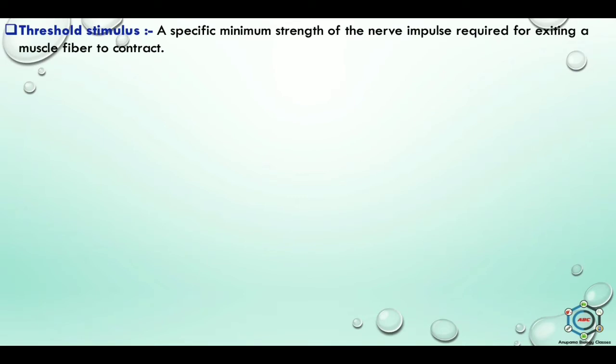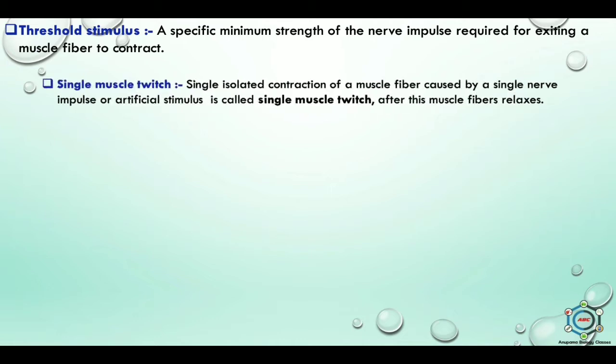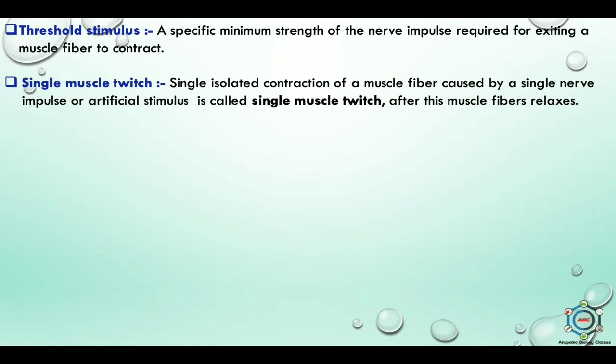Now, the threshold stimulus. A specific minimum strength of nerve impulse required for exciting a muscle fiber to contract is known as the threshold stimulus, and it varies from fiber to fiber in the same muscle. After that, single muscle twitch. A striated muscle responds to a single stimulus like a single electric shock by a single quick contraction. This single isolated contraction of a muscle fiber, caused by a single nerve impulse or artificial stimulus, is called a single muscle twitch. After this, the muscle fiber relaxes.